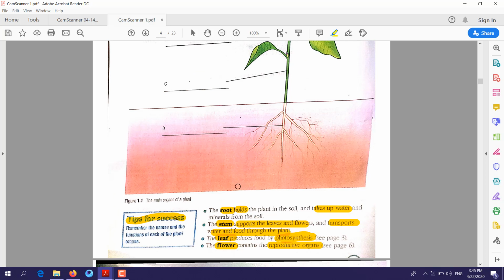Now, we finish this first page. How can we make sure we understood everything about this page? Now, you will come here to the tips for success. Remember the names and the functions of each of the plant organs. By the end of this explanation, you should be able to list all the names of the plant organs and also give the function of each organ. If you follow these steps, then by the end of this lesson, you will be able to solve all the questions about science.